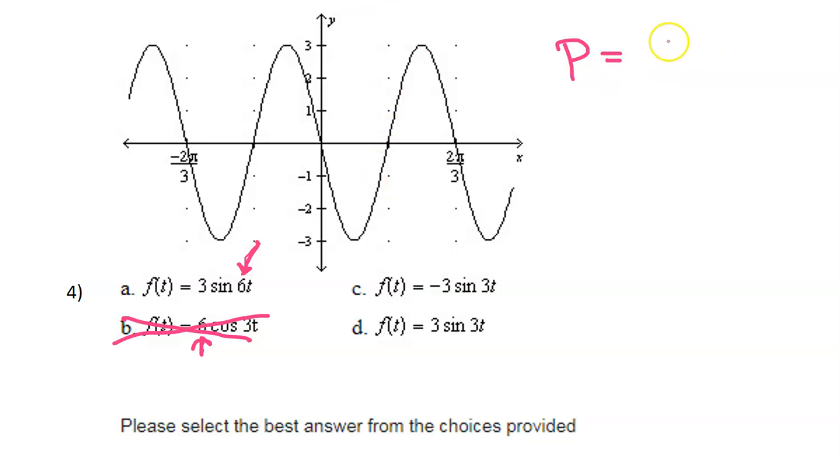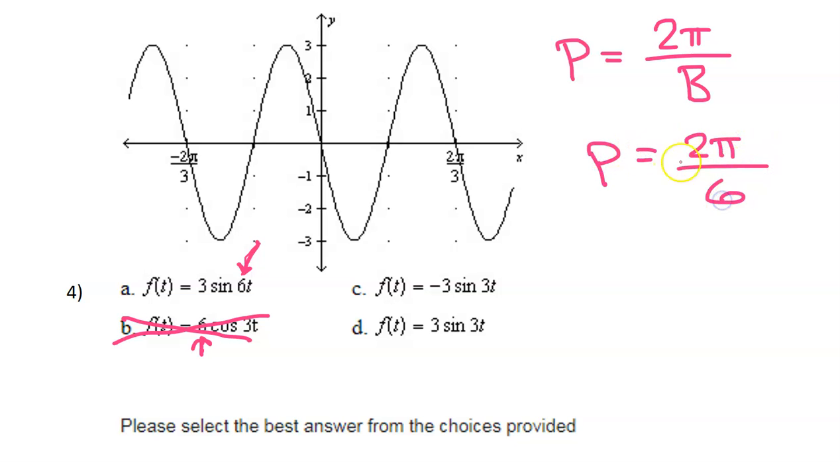Anyway, the period is going to be 2 pi divided by the b value. This is a formula that you need to memorize, or at least write it down so you can refer back to it. For option A, the b value is 6. That means the period would be 2 pi over 6. Now 2 over 6 as a fraction reduces down to 1/3. So this would mean that the period would be pi over 3.